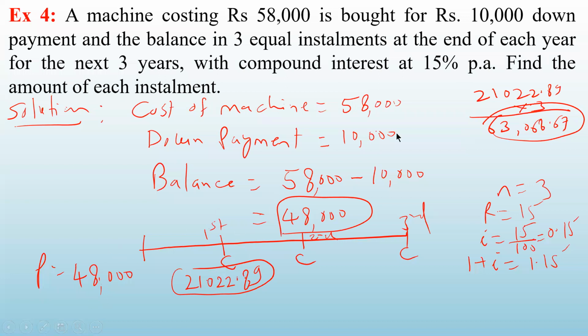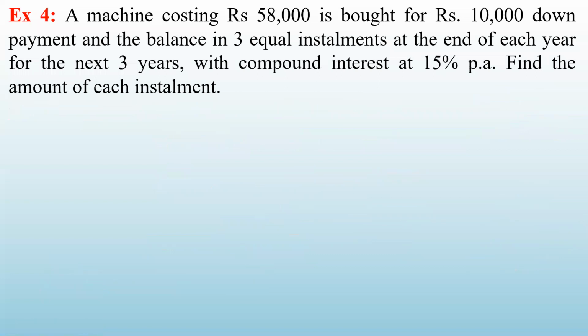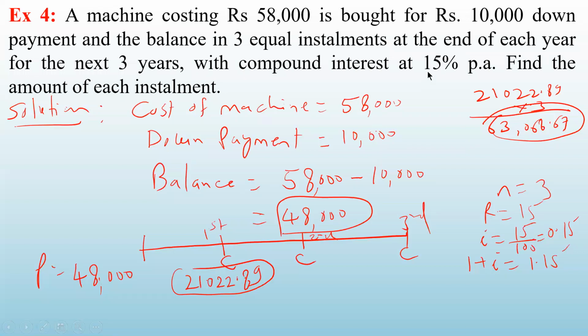So you see that this is because of the interest rate, 15%. The shopkeeper will charge the interest, right? So 15% per annum interest. Because of this interest, he is ending up paying more amount. Okay. So I hope you have understood this question.